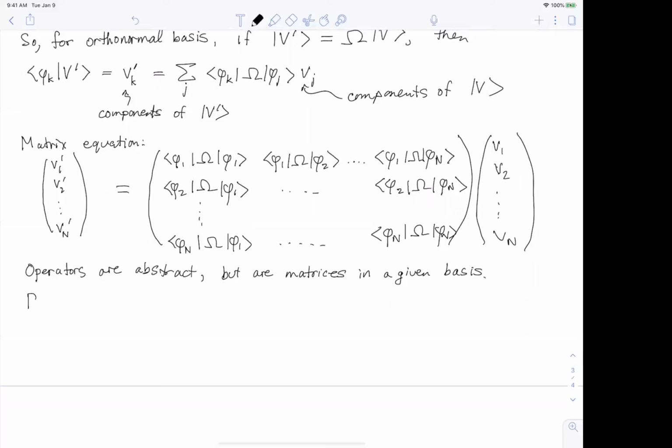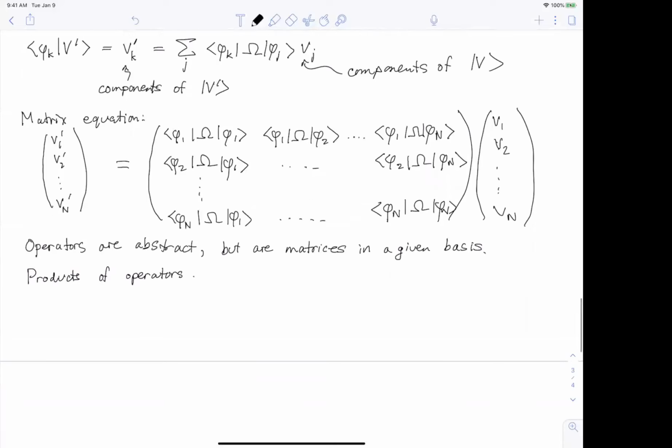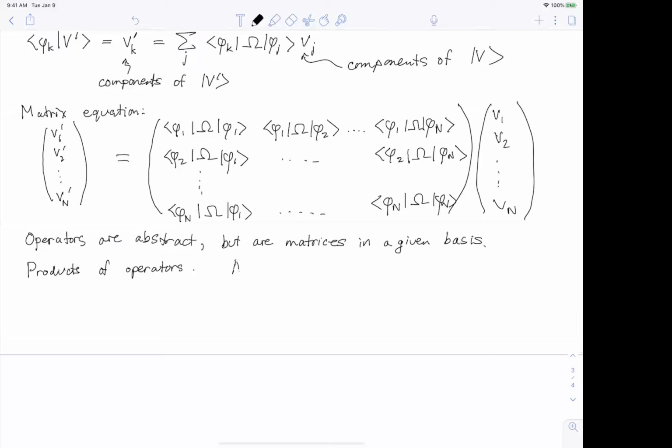Okay, now we can do products of operators. Let me go back to A and B. So if I have A times B, this is defined. I already actually did this for projection operators. So if I have A times B acting on a ket V, that's equal to A acting on B acting on the ket V, for all V.